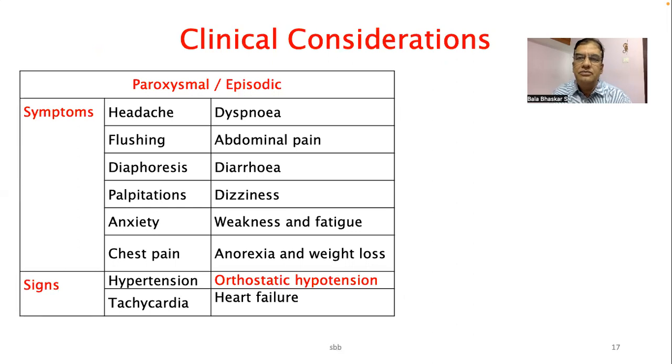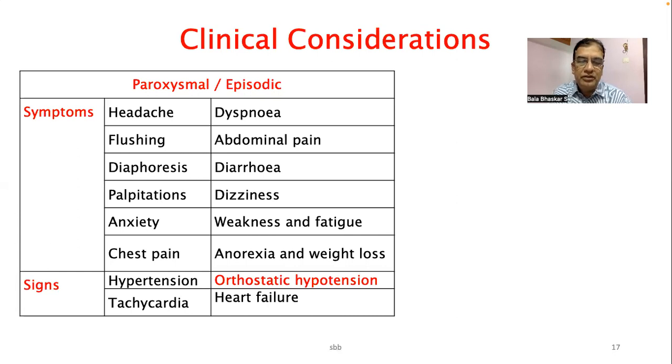What will be the clinical features or presentation? It could be anything, as shown in the table. It can occur in a paroxysmal or episodic manner. Symptoms could be headache, flushing, diaphoresis, palpitations, anxiety, abdominal pain, dyspnea, and others.